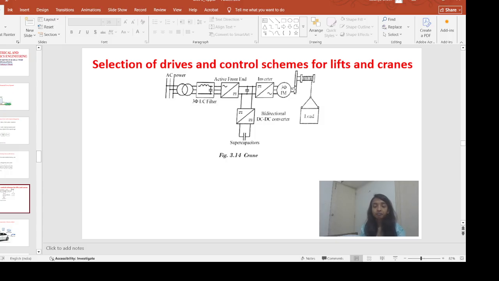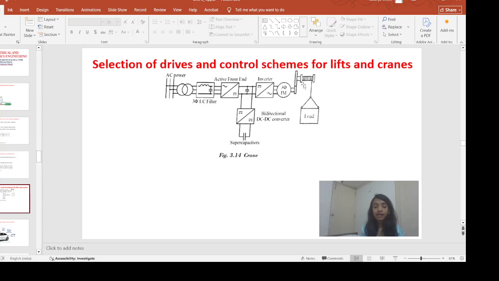Next, this three-phase induction motor is connected to the crane hook. So this crane hook can move in three dimensions, either up, down, left, right, or forward and backward, so that it can position the load attached to it exactly where needed.